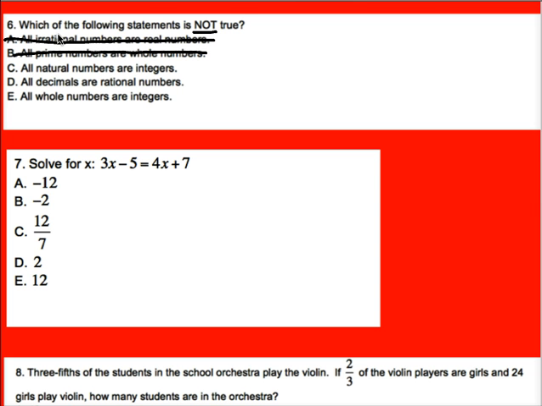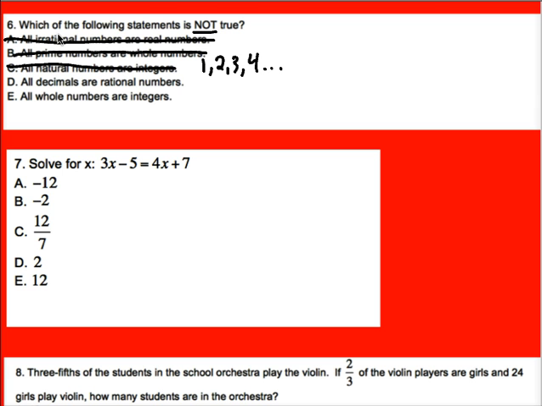All natural numbers are integers. Remember, the natural numbers are the counting numbers in the world, the very first thing that math started with. So is every natural number also an integer? The answer is yes, because integers, the only difference is that they also include 0 and the negatives.